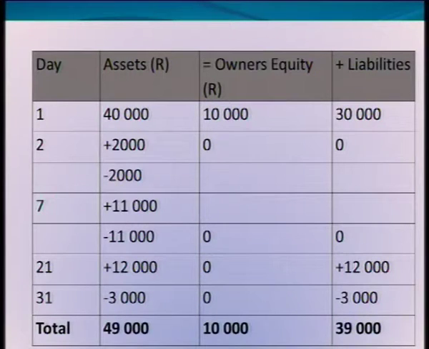Day 31, your assets decrease with 3,000 and your liabilities decrease with 3,000 simply because we paid off our liabilities. That's why they are decreased, and we used cash from the business to pay off the liabilities. So your assets will also decrease. That was the end of activity number 1.